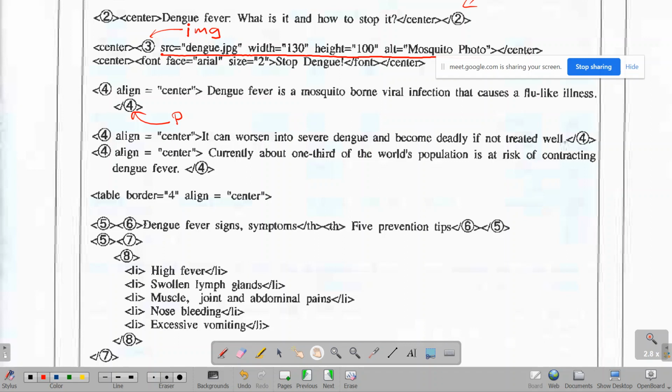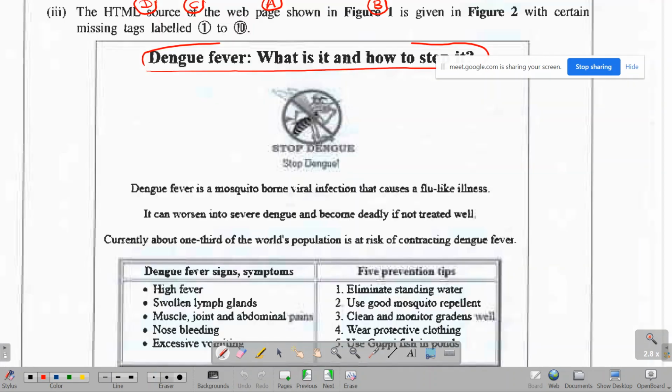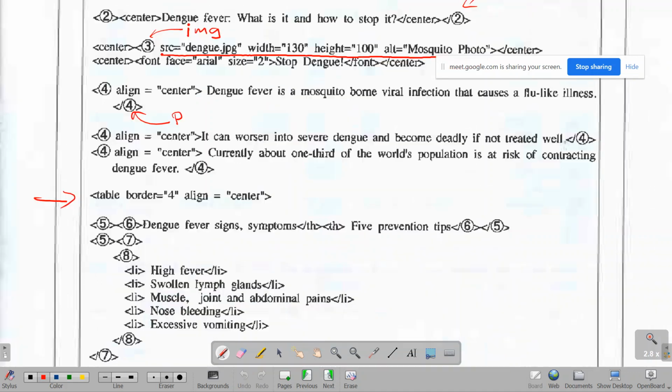So the fourth one is paragraph, and you can see they are starting a table from this point. So dengue fever signs and symptoms, the 5 prevention tips. If you look into the output, it's over here with the bold fonts and center aligned. Inside a table, bold font and center alignment is given by the th, right? So it's definitely the th.